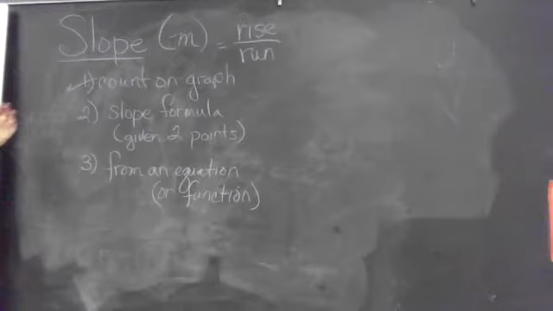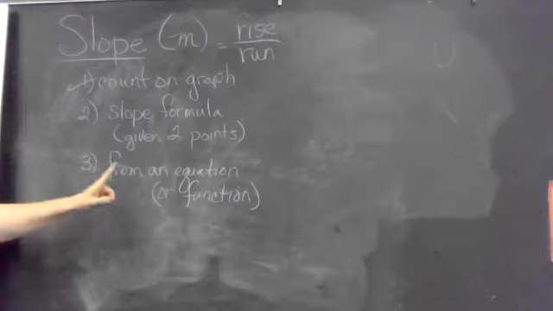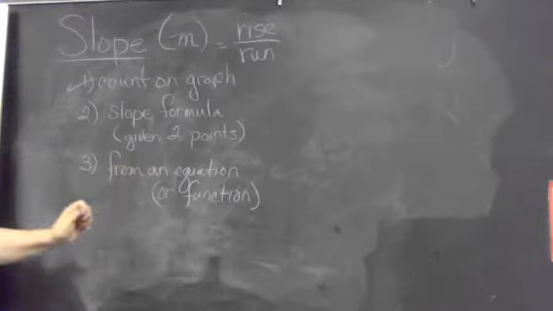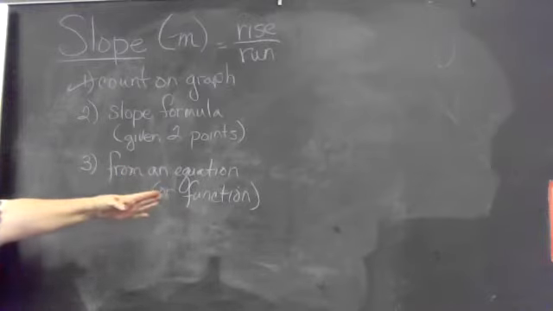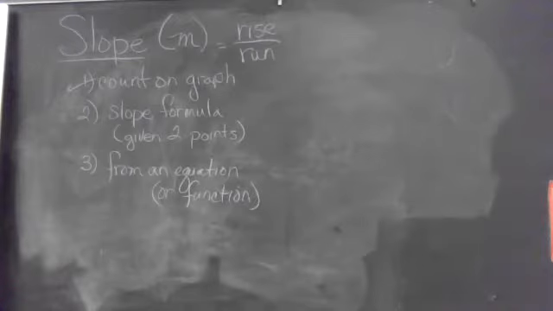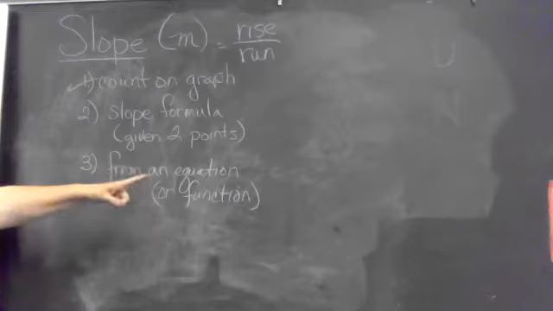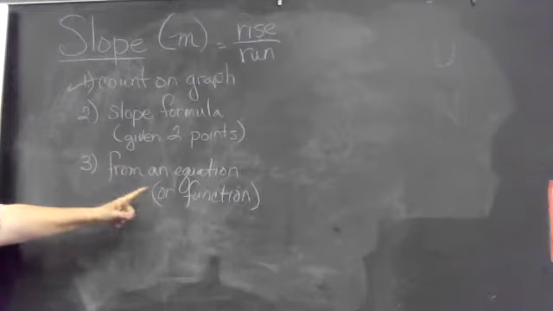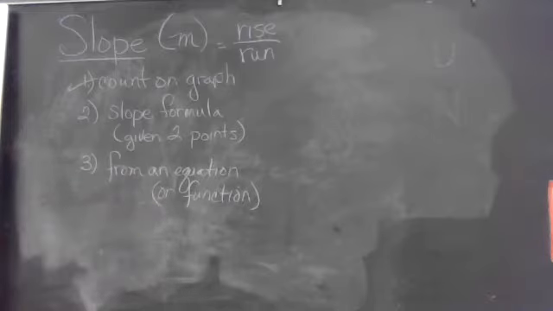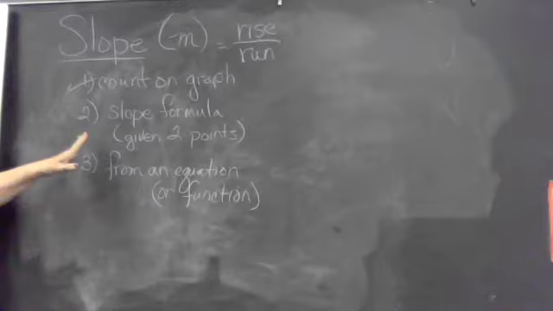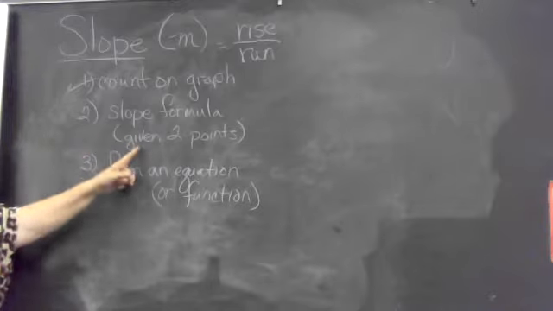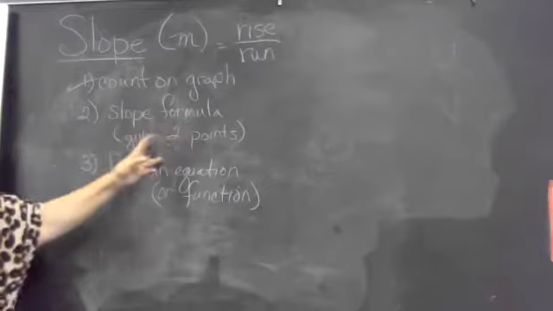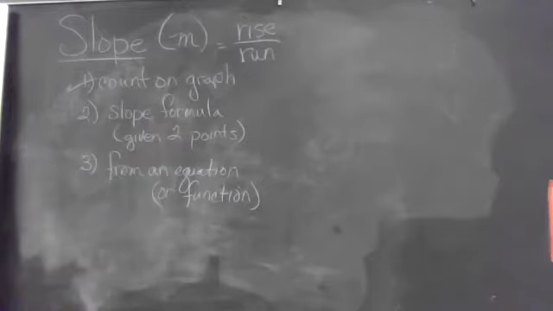Which one do you want me to read to you? Number 3 says from an equation, and in parentheses, it says or function, because you're going to find out that the equations and the functions are just about the same thing. And number 2 says the slope formula, given 2 points. That means they're going to give us 2 points and we're going to use a formula.